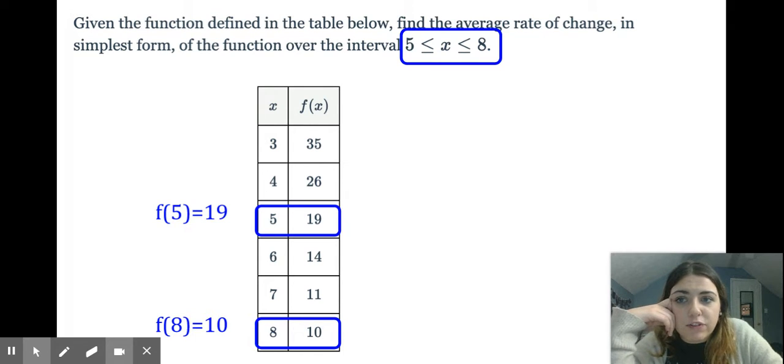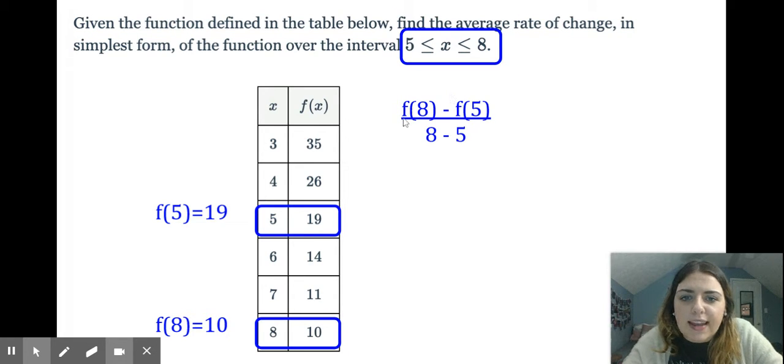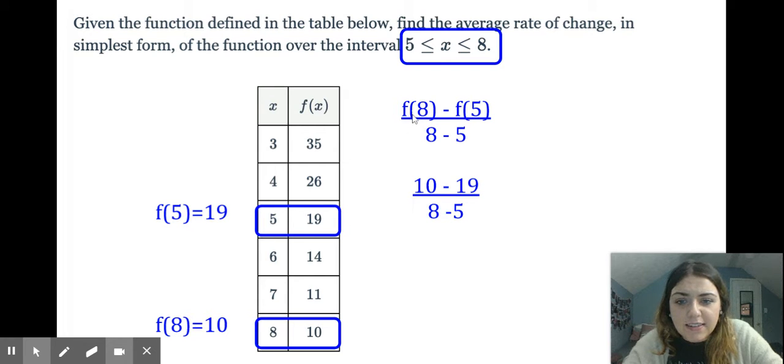So to find that average rate of change, we are going to have to use a formula. So my formula is f of 8 minus f of 5 over 8 minus 5. This is a lot like the slope formula, where my y's or my f of x's go on top and my x's go on the bottom. Okay, so I'm going to plug in what I know. At 8, the value is 10, so f of 8 is the same thing as 10. When I've got f of 5, that value is 19, and then my denominator, 8 minus 5, stayed the same.